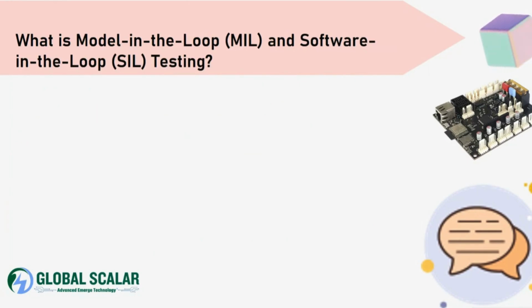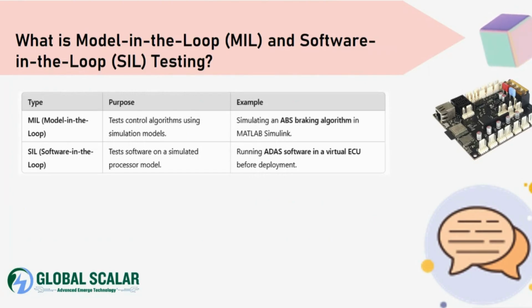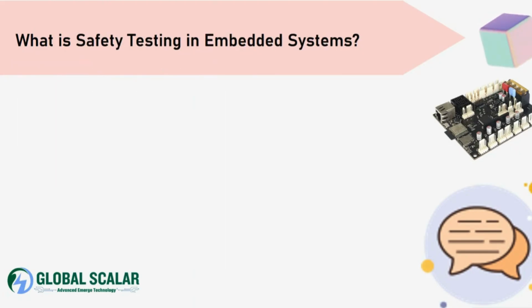What is model in loop and software in loop testing? Here, model in loop is termed MIL, and software in loop is termed SIL. MIL tests the control algorithm using the simulation model. SIL tests the software in a simulated process or model. Examples of MIL and SIL: MIL is simulating the ABS braking algorithm in MATLAB Simulink, and coming to SIL, running the ADAS software in a virtual ECU before deployment. Tools used for SIL and MIL testing: MATLAB Simulink, dSPACE, and CarMaker.